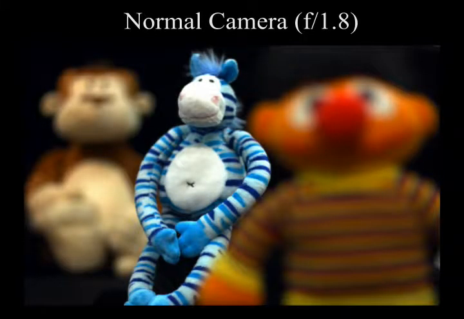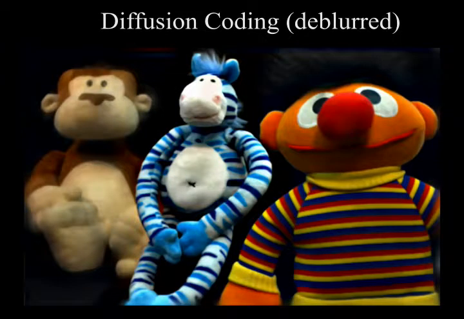This stuffed animal scene was captured with a 50mm f1.8 Canon lens and a 450D sensor. The foreground and background object are severely blurred due to defocus. Here, the same scene is captured after our diffuser is placed in the aperture of the lens.